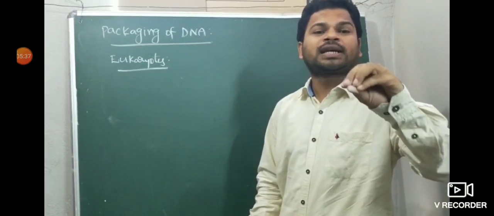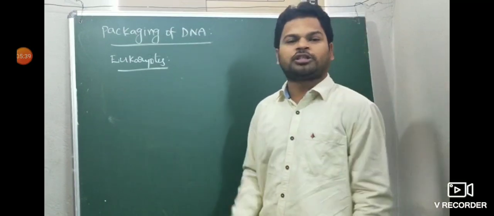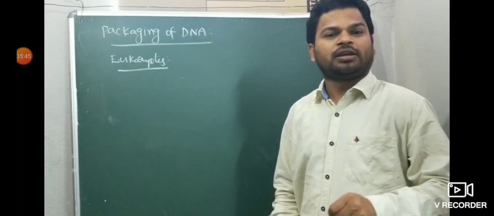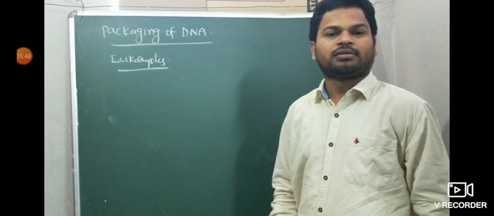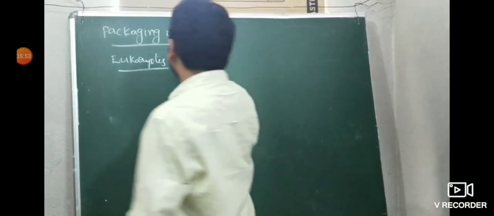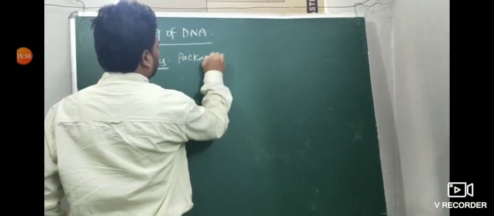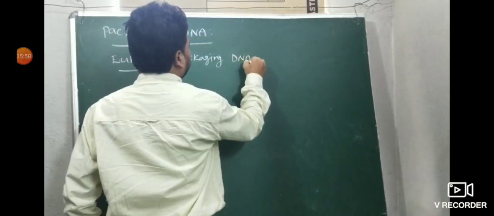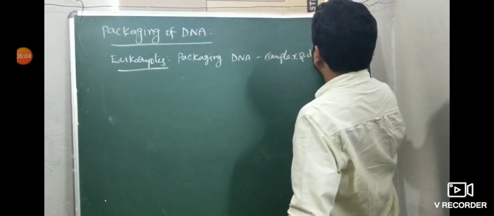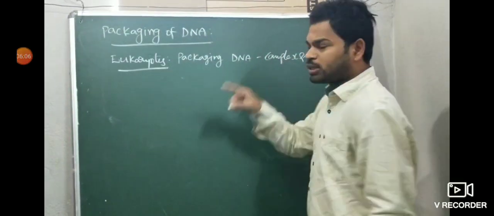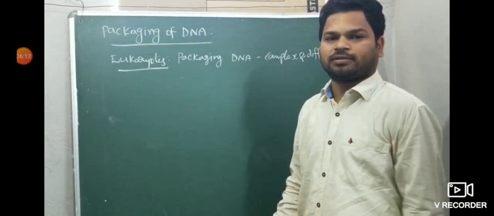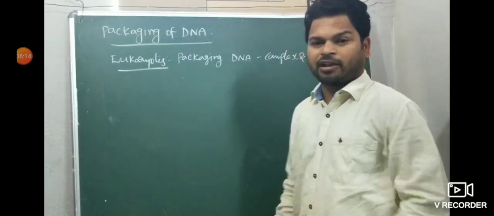Packaging of DNA is complex and difficult in which of the following organisms? A. Bacteria, B. Human, C. Fungi, D. Human and fungi. Both are correct, like eukaryotic organisms. Packaging of DNA is complex and difficult in eukaryotes because a defined nucleus and nuclear membrane are present. Then how is it packed up?